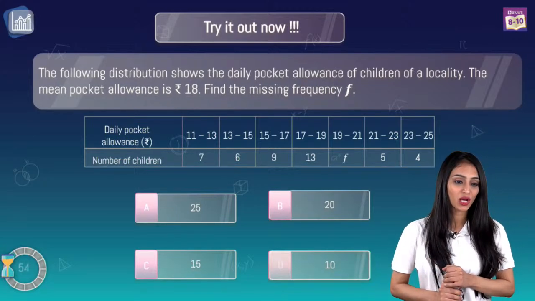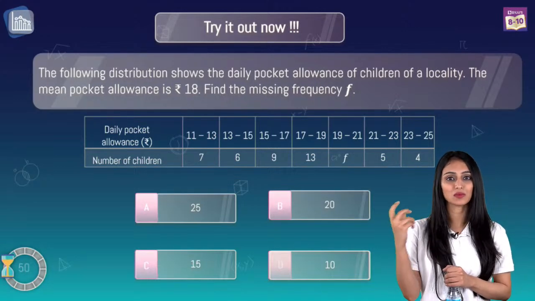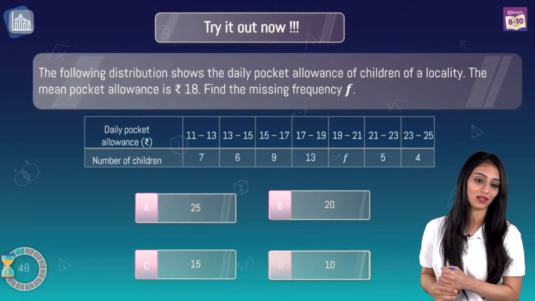Rupees 13.42 thousand. No, don't write it this way. K is representing 1,000. So you multiply this with 1,000. You get 13,420 rupees.